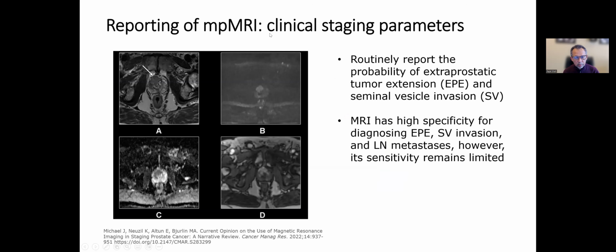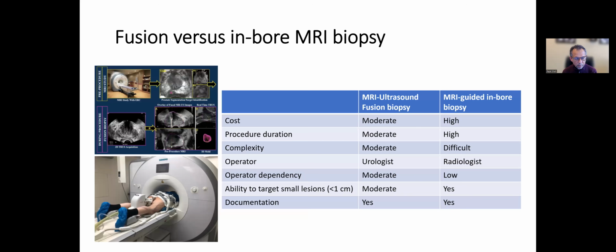Another parameter that is reported frequently is extraprostatic extension and seminal vesicle invasion, the probability for both of those. MRI has high specificity for diagnosing extraprostatic extension, seminal vesicle invasion, and lymph node metastasis, but its sensitivity remains lower. So when you see an abnormal finding, particularly one highly concerning for seminal vesicle invasion or extraprostatic extension, look very carefully to make sure that you don't miss this particular correlation.